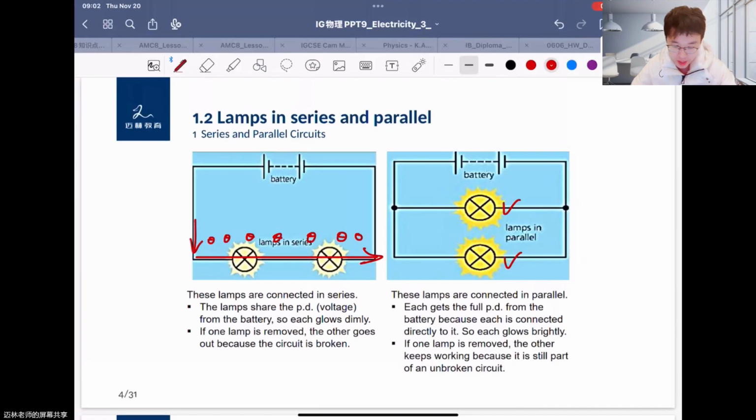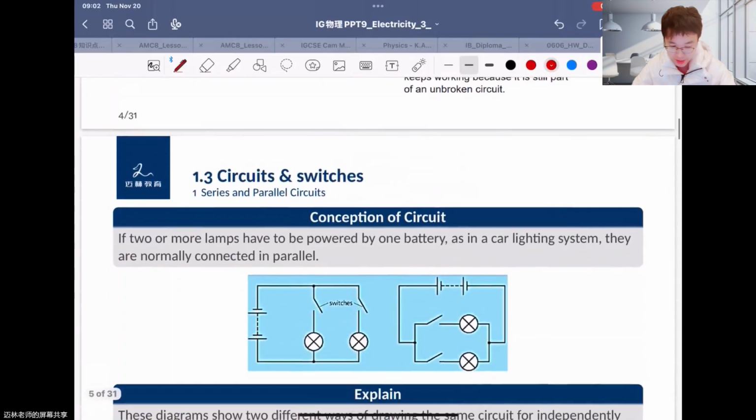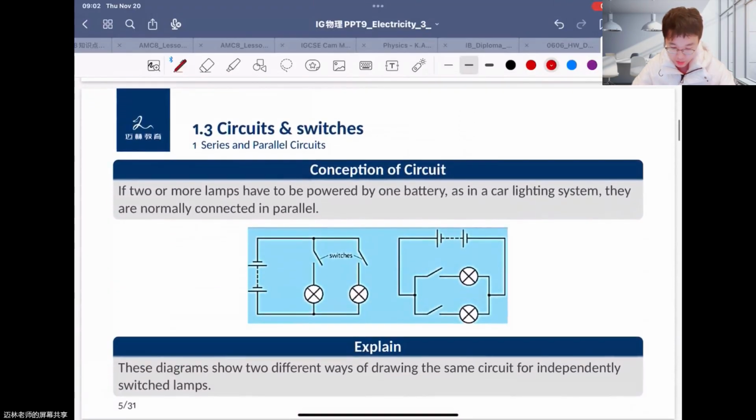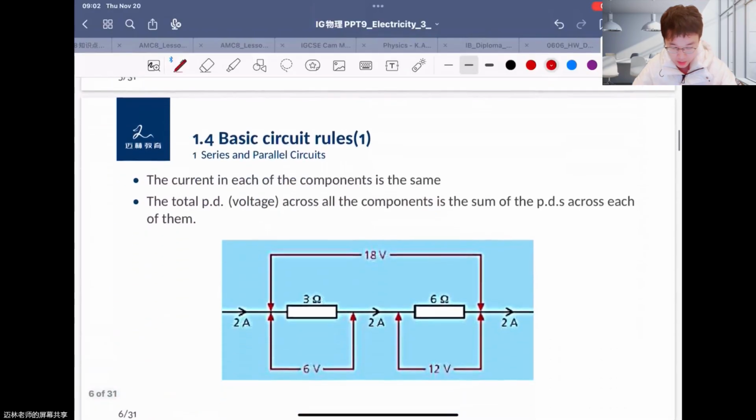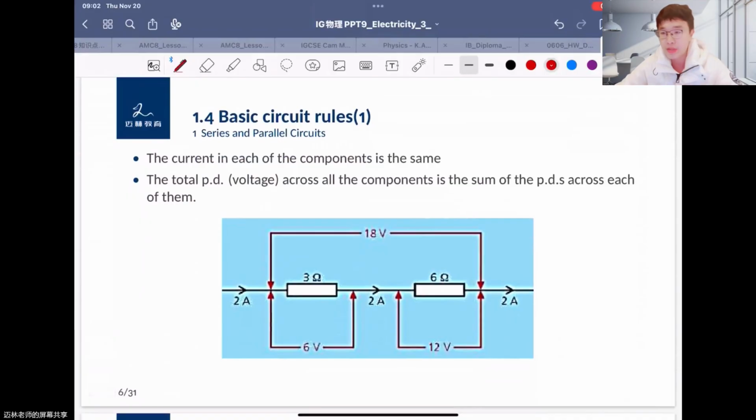So first we are focusing on how connecting in series makes a difference. Okay, here, if you add a switch, we can protect the circuit, right? And if you want to light just one light, you can just control it. Okay, so first of all, it's about how to connect in series, okay?